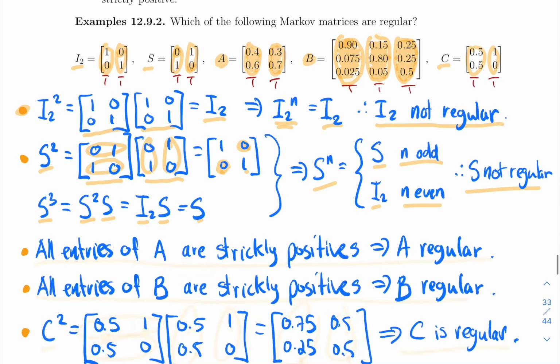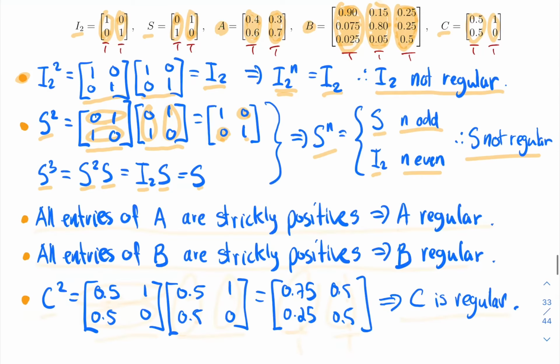What about C? Can we get rid of those zeros at some point? Again, I already said that A is strictly positive, so it's regular, same thing for B. So what about C? If you multiply C by itself, computing C squared, you're going to get 0.5 times 0.5 plus 0.5 times 1, which is 0.75, and then 0.5 times 0.5 plus 0, that's 0.25, and then 1 times 0.5 plus 0 times 1, that's 0.5, and the same for the other column.